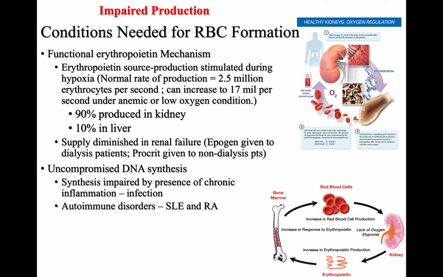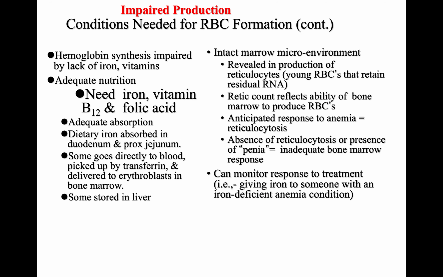So basically, we need that serum iron and transferrin, and it's a diminished amount. And so what happens is we have reduced erythropoietin levels, decreased bone marrow response to erythropoietin, premature destruction of red blood cells, and then the red blood cell lifespan may be even reduced in these diseases. So also under impaired production, hemoglobin synthesis is impaired by lack of iron and vitamins, and we already talked about iron, vitamin B12, and folic acid. We have to have adequate absorption, even if we do have these produced.